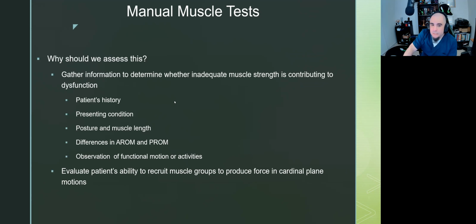So why should we assess this? To help gather information, to determine whether inadequate muscle strength is contributing to the patient's dysfunction, right? We want to look at the patient's history, their presenting condition, their posture, and their existing muscle length. So we're going to look at those range of motions. And we're going to look at other functional motions or activities, stuff that they do normally throughout the day. And then we evaluate the patient's ability to recruit muscle groups to produce force in a cardinal motion, such as flexion, extension, abduction, stuff like that.